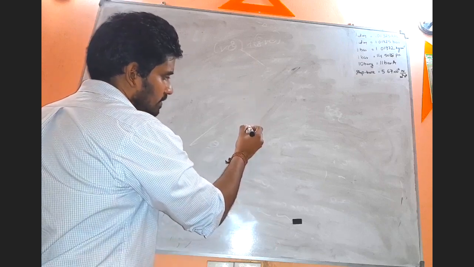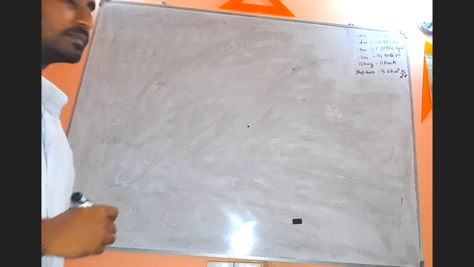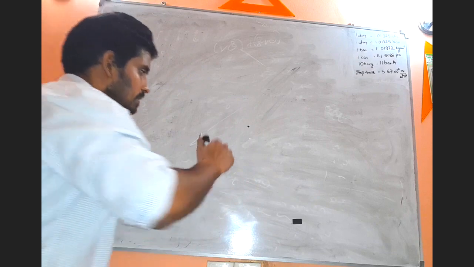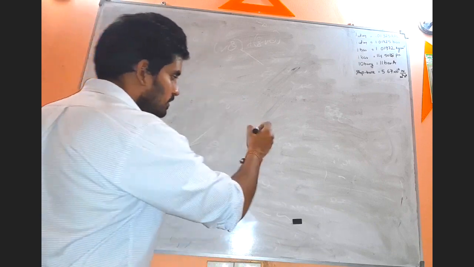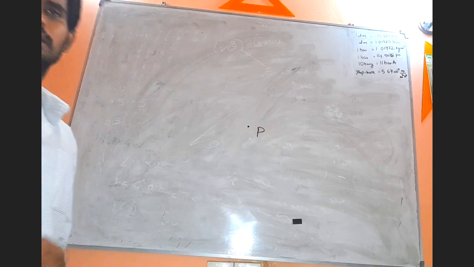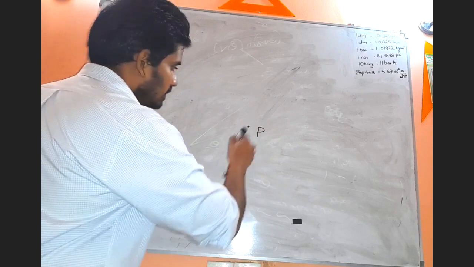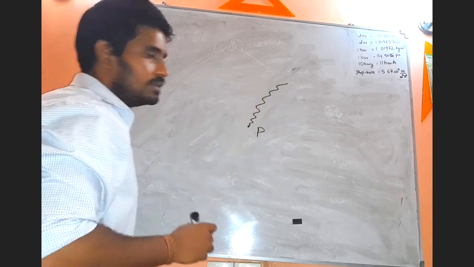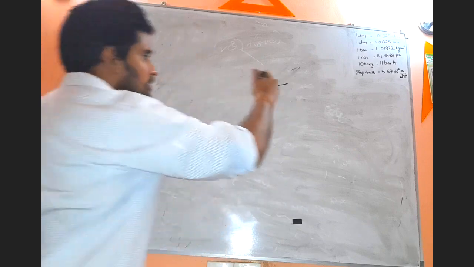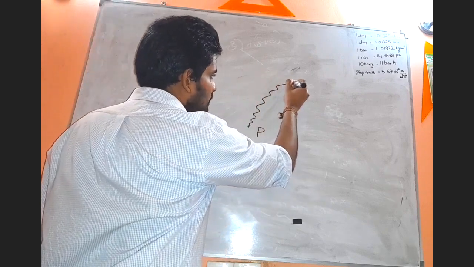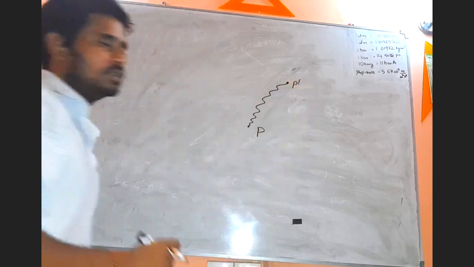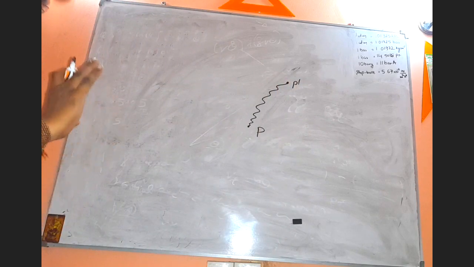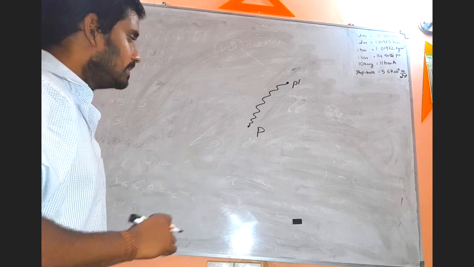This is the initial position. Let's define the initial position as P. Now this particle moves like this, and it finally reaches this final position P dash. Okay, so let's call it like that.